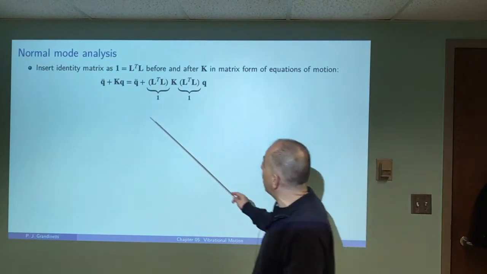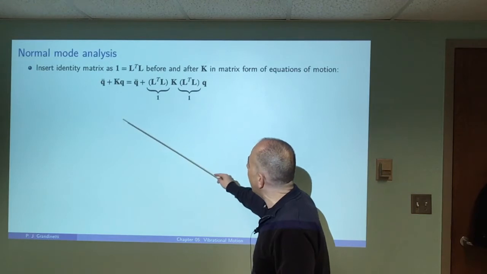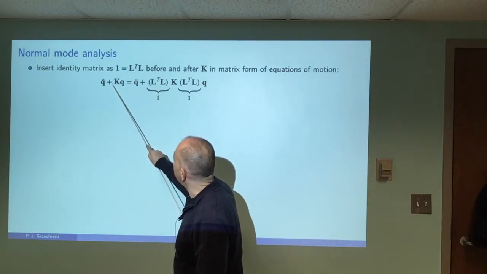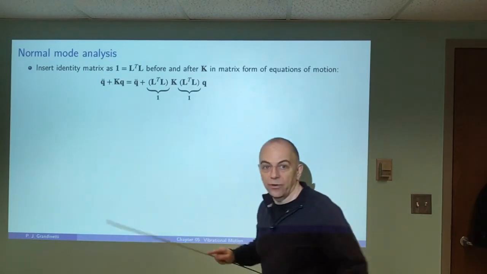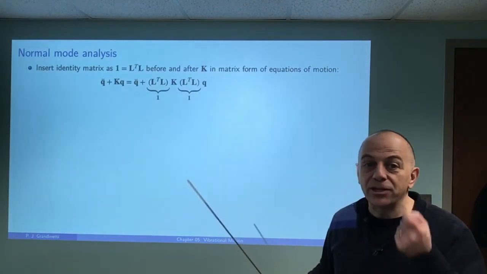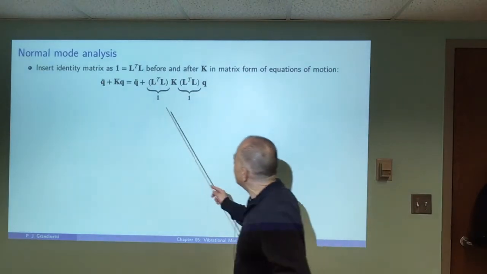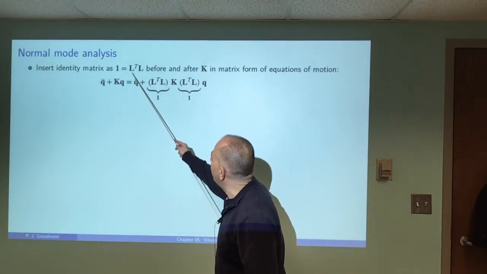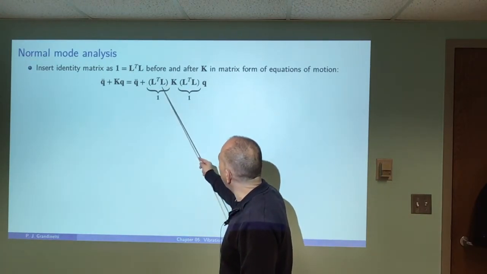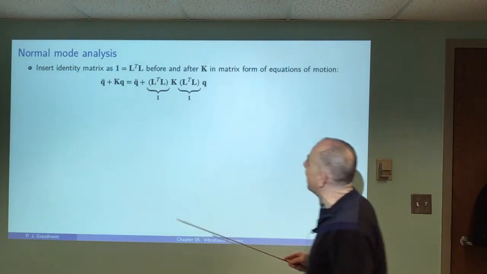So if we take our differential equation, Q double dot plus KQ, what I'm going to do is insert a 1 before K and a 1 after K. I can always insert 1 anywhere in any equation, and I'm going to insert the identity matrix in my matrix equation, which is just as valid. And I can do that in the form of multiplying L transpose times L. So I'm inserting 1 in front of K and 1 after K by just putting in L transpose times L.